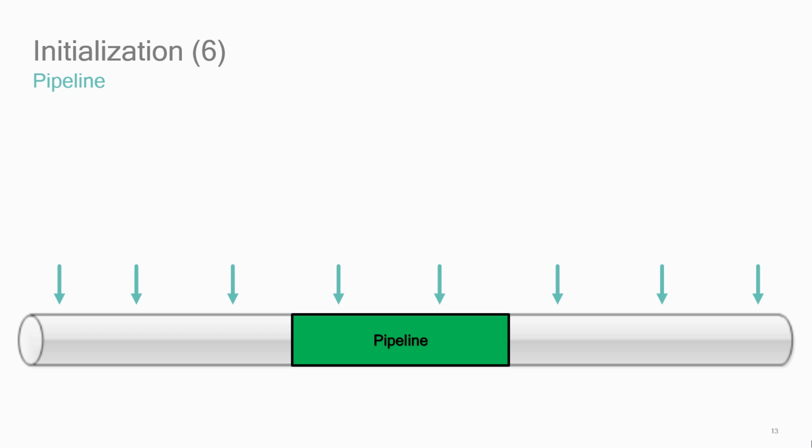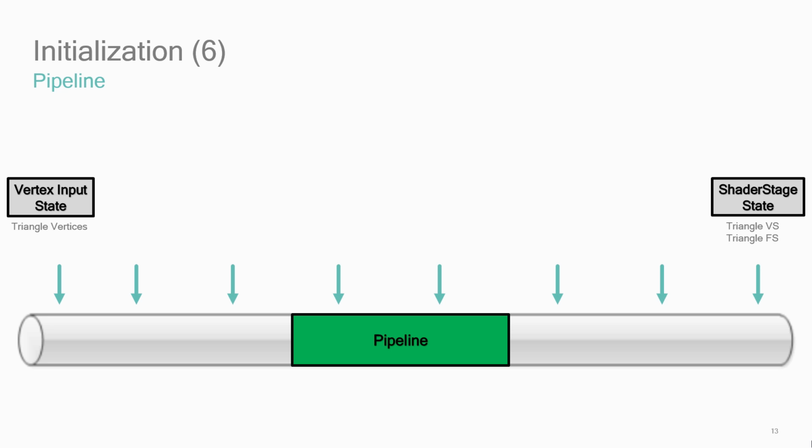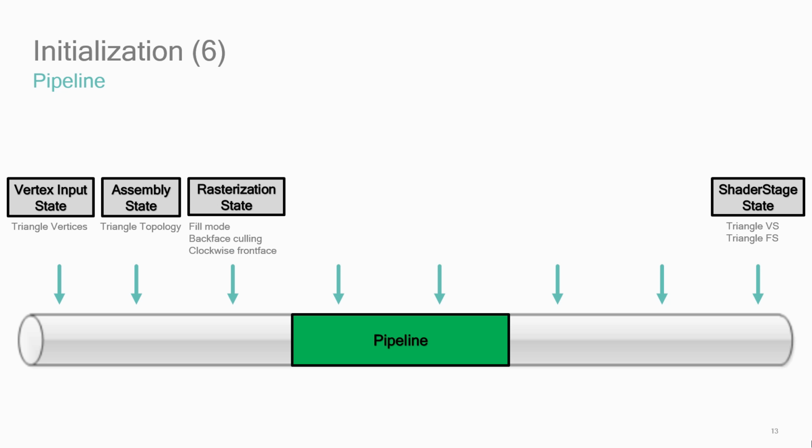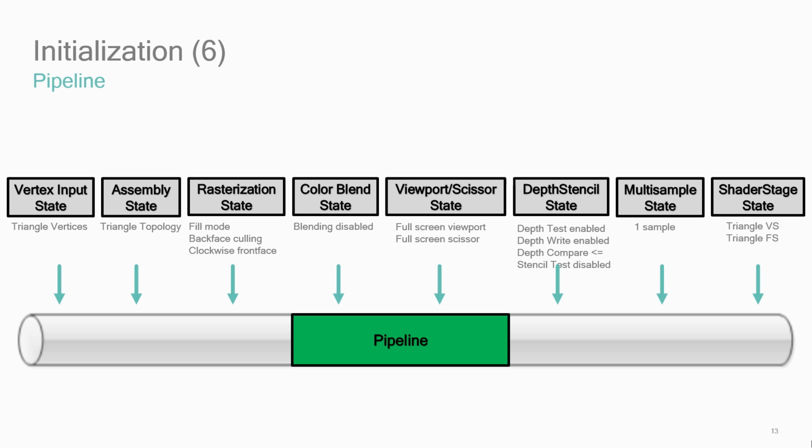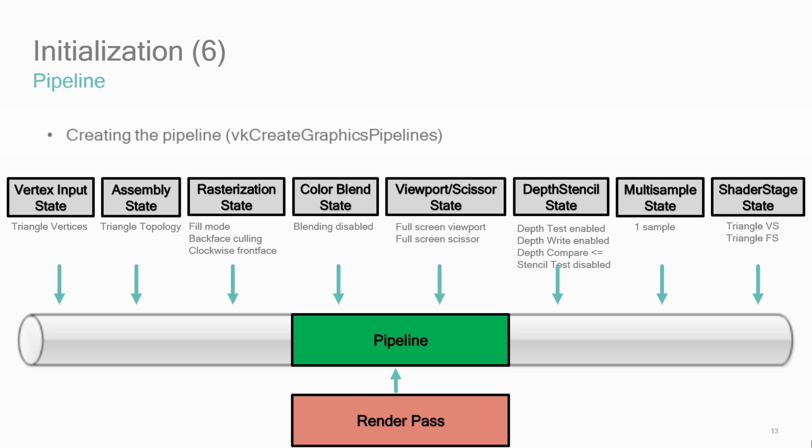The pipeline contains all the state needed to do the rendering. There are numerous inputs required to build a pipeline. For this sample, what's important is that we set the triangle vertex input state and the vertex and fragment triangle shaders in the shader stage state. Other inputs to defining a pipeline include assembly state, rasterization state, color blending state, viewport and scissor state, depth stencil state, and multi-sampling state. The pipeline is also provided with the previously created render pass object. The pipeline is created with a single call to VK create graphics pipelines.